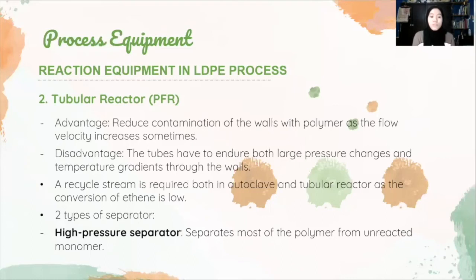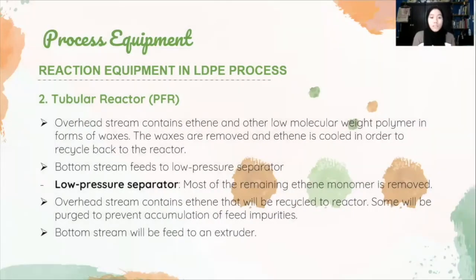There are two types of separator inside the process. The high pressure separator will separate most of the polymer from unreacted monomer. The overhead stream contains ethane and other low molecular weight polymer in the form of waxes. The waxes are then removed and the ethane is cooled in order to be recycled back to the reactor. The bottom stream feeds to the low pressure separator. The low pressure separator is where most of the remaining ethane monomer is removed. The overhead stream contains ethane that will be recycled back to the reactor. However, some will be purged to prevent accumulation of feed impurities.